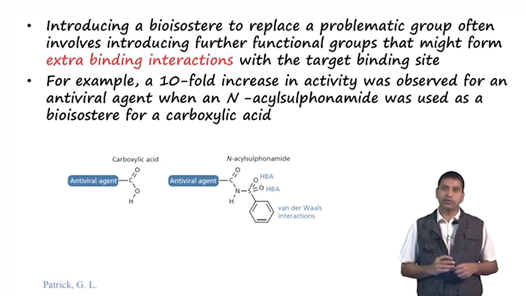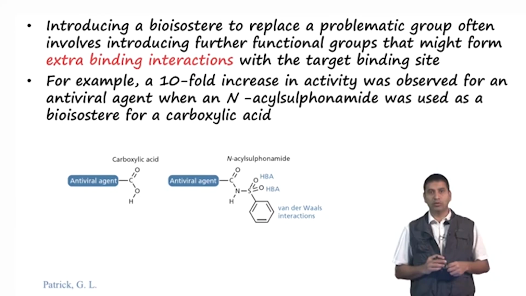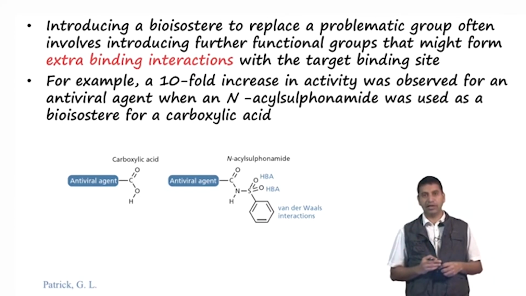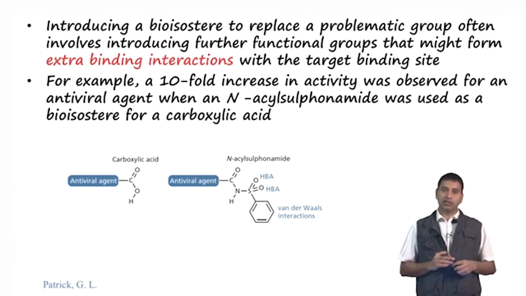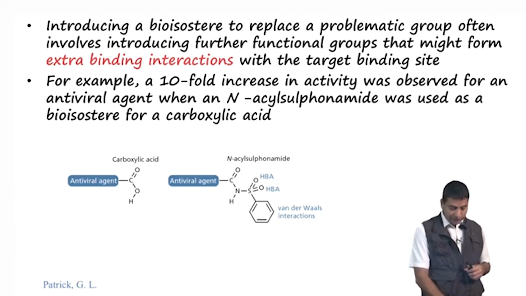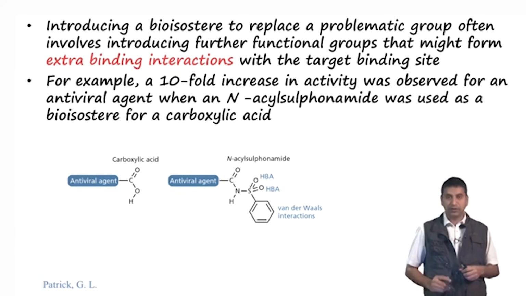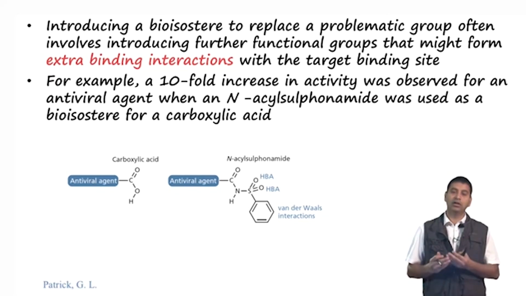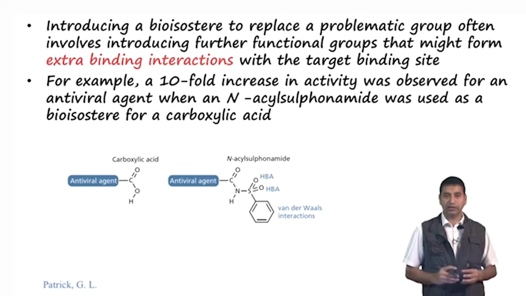So, introducing a bioisostere to replace a problematic group also involves introducing further functional groups that might form extra binding interactions. For example, if you take this molecule, which is an antiviral agent which has a carboxylic acid, now replace this carboxylic acid with an N-acyl sulfonamide. In this case it is a non-classical isostere, and we would classify it under the umbrella of bioisostere. This N-acyl sulfonamide actually mimics the carboxylic acid in many respects.